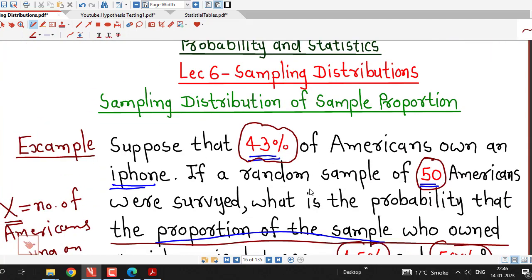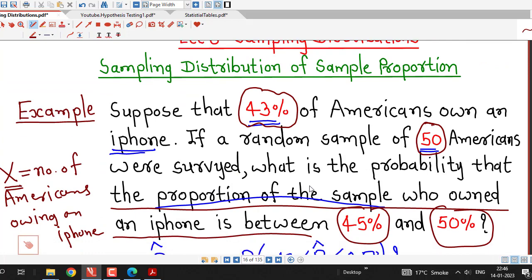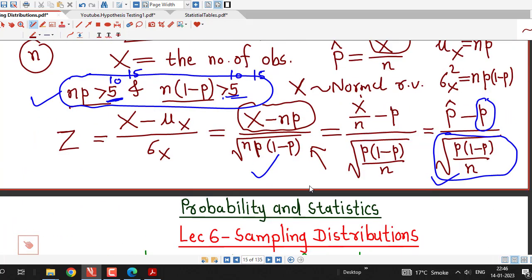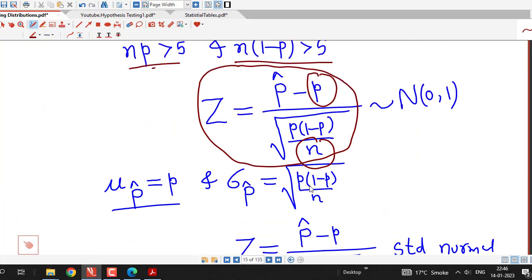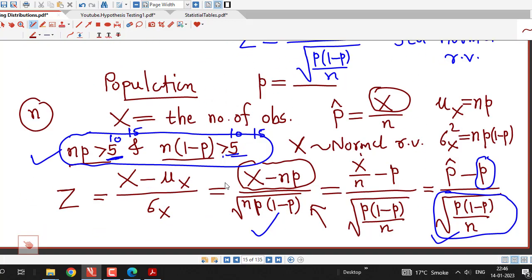So in this lecture we have discussed the application of the formulas of mean and standard deviation of sampling distribution of sample proportion.